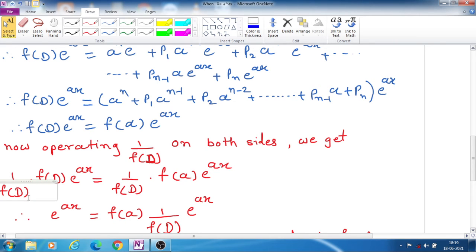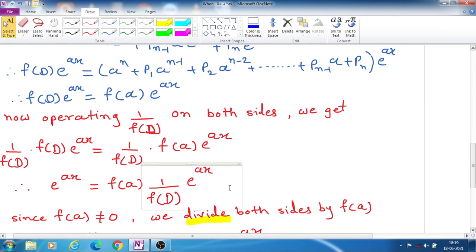So on both sides we write 1 upon f(D) from the left side. So here 1 upon f(D) into this is f(D) e raised to ax is equal to 1 upon f(D) here also into this is f(a) e raised to ax. Now you know that 1 upon f(D) into f(D) get cancelled and only remains e raised to ax, because I have told you that 1 upon f(D) and f(D) are inverse operators.